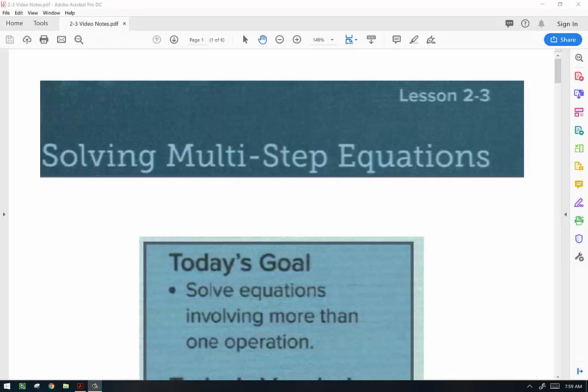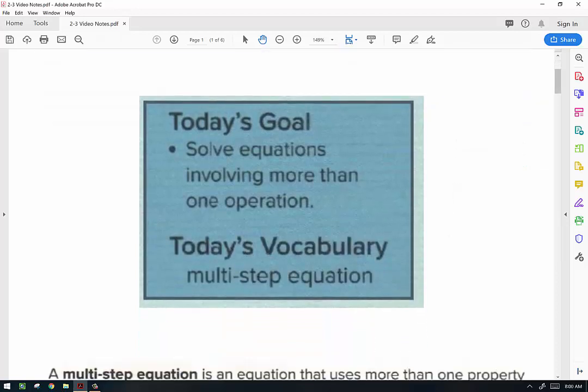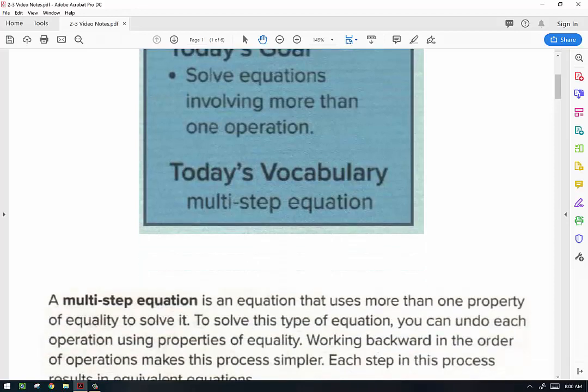Hello, welcome back. For this video, we're going to discuss solving multi-step equations, and this is going to come from lesson 2-3. You can see what today's goal is: to solve equations involving more than one operation. The key on this one, though, is the variable is going to stay on one side only. And, of course, vocabulary is going to be multi-step equation.